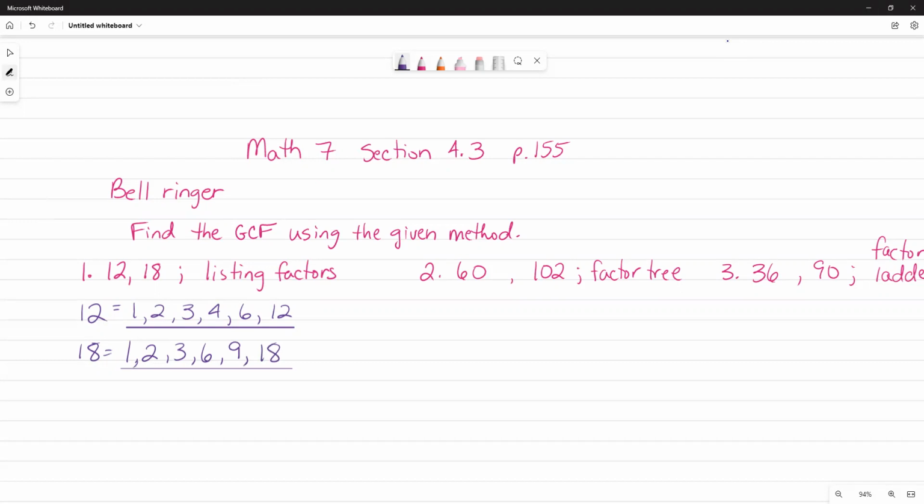All right, so looking at this list, what's the greatest common factor of 12 and 18? So which one's the biggest? 6, yeah. Greatest common factor. So the greatest common factor of 12 and 18 is 6.